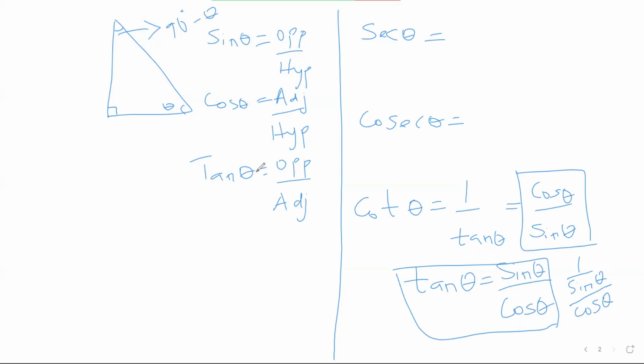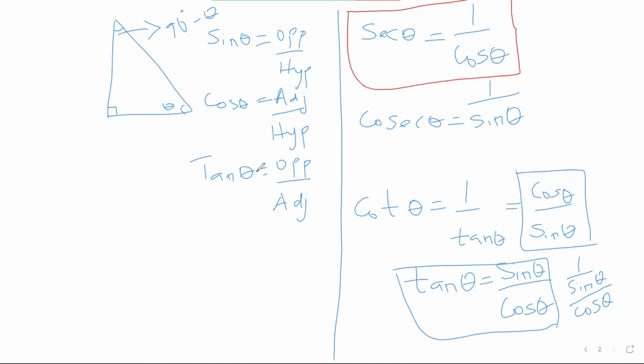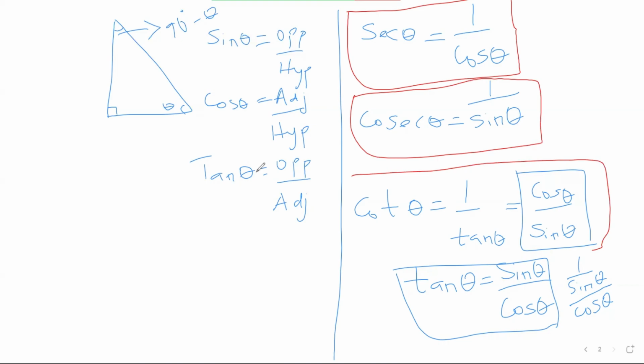So how about our sec? Sec theta is the same thing as 1 over cos theta. And our cosec theta is the same thing as 1 over sine theta. So having known this, these are the basic fundamentals of the trigonometry ratios that we are going to be working with in our next class.